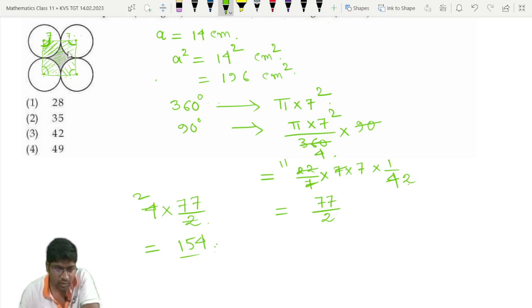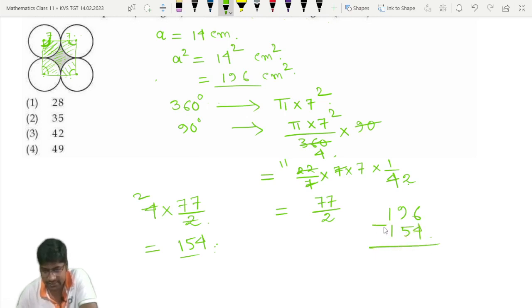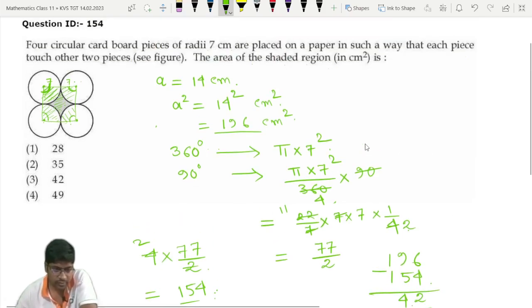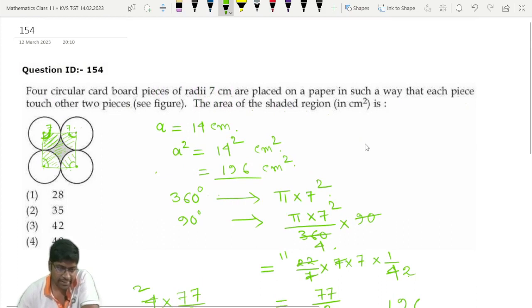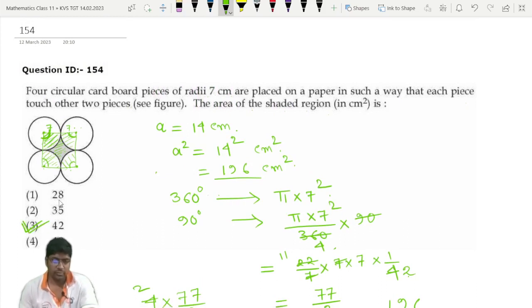So what will be the area of the shaded region, the required region? The total area of the square is 196, so we subtract 154 from 196, and we get 42. Is there an option 42? Yes, option 3 is the correct answer, 42 centimeter square.